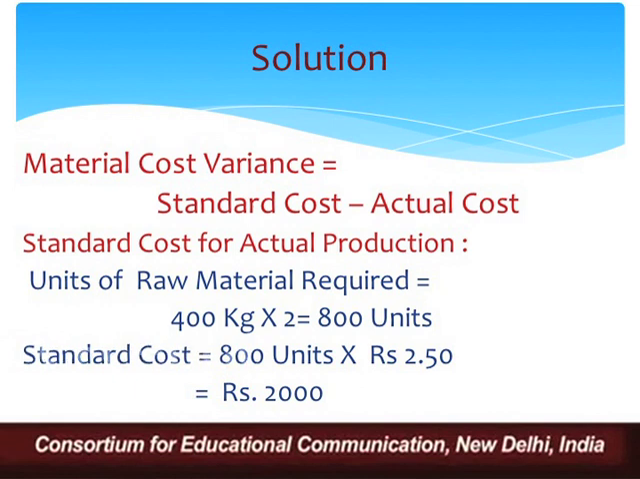Standard price is given per kilogram, 2.50. Standard units for actual production is 800 units. When we multiply, we get a value of rupees 2000. So this is going to be my standard cost. In this way we have computed the standard cost for actual production. Now my dear students, here I would like to take a pause just to make you understand that this is the point where most of the students commit a mistake. You have to understand that you are supposed to calculate standard cost for actual output. So in this question also, the question is giving you the standard for some other units.